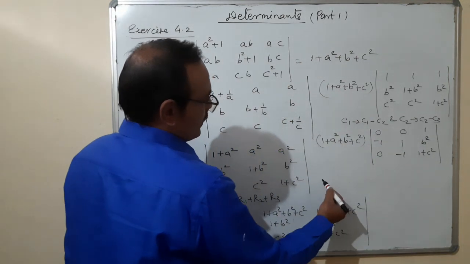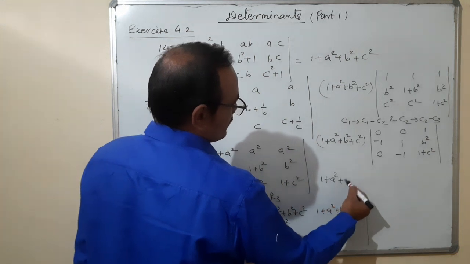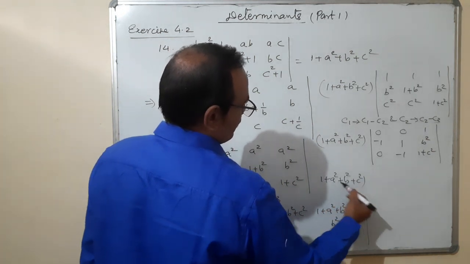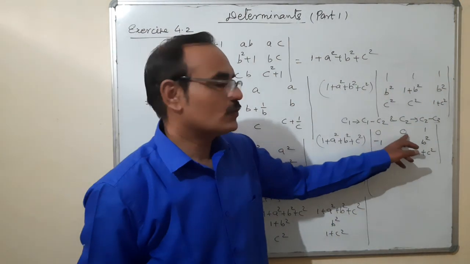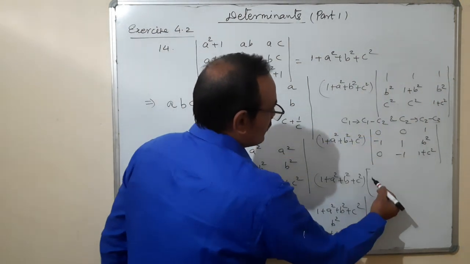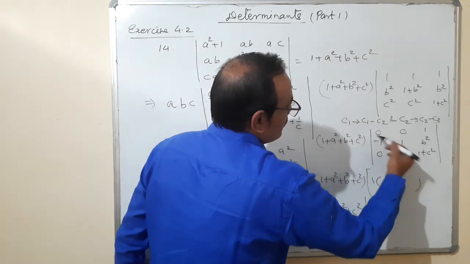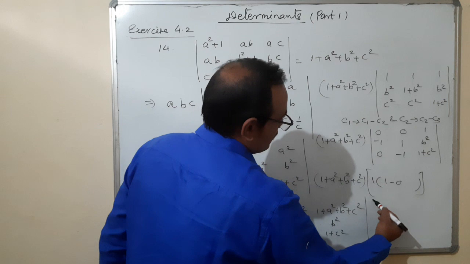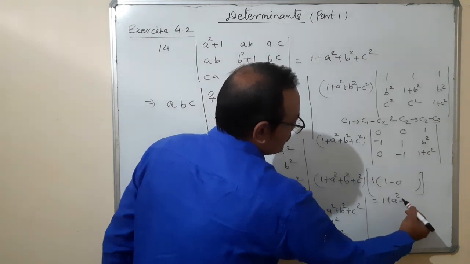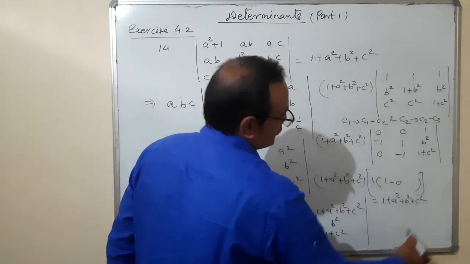So we have 1 plus A square plus B square plus C square, and I am going to expand it row wise. In R1, R2 two elements are 0. Directly I take 1, leaving this column and row, it is coming 1 minus 0. So the final answer is 1, which means 1 plus A square plus B square plus C square.